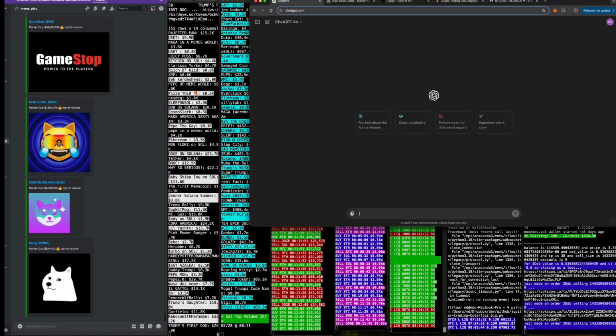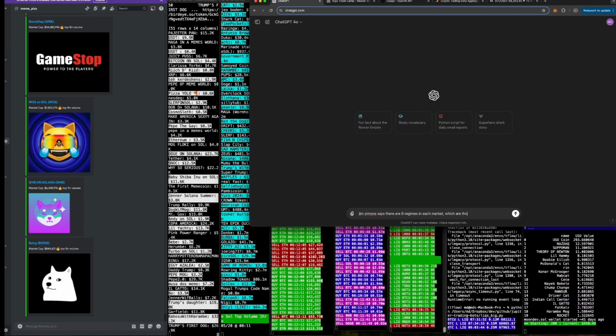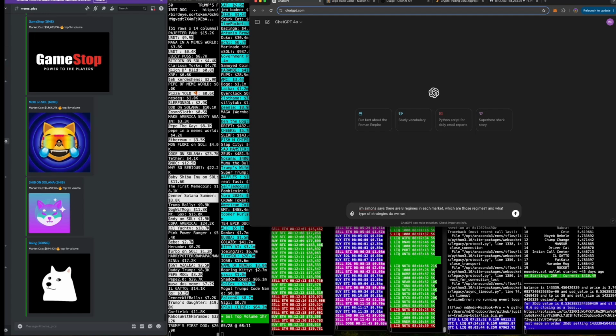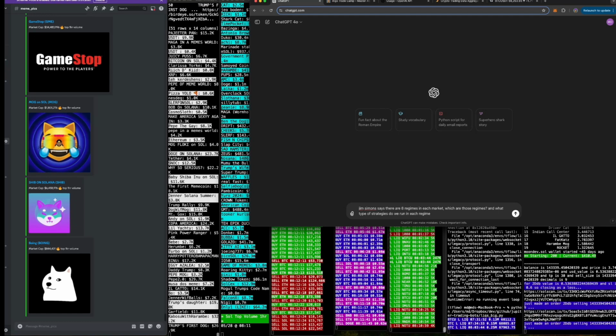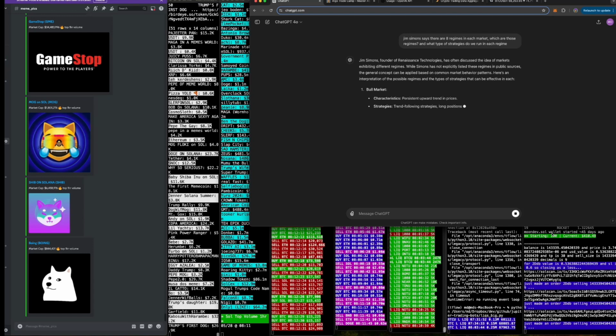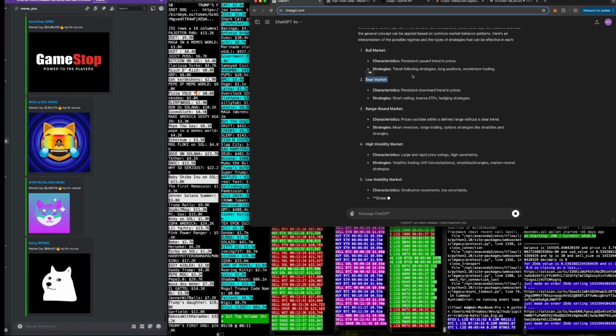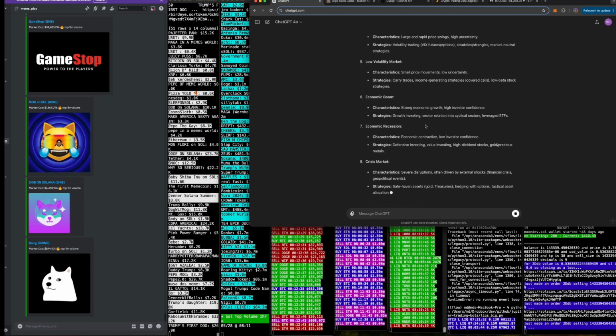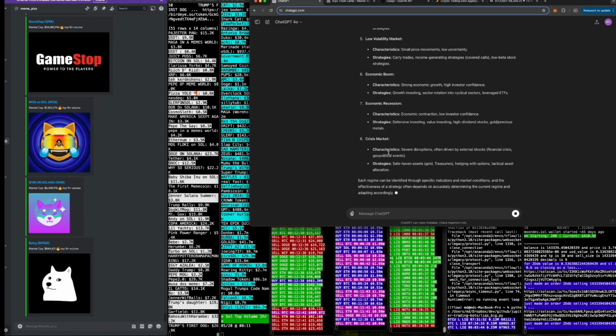Jim Simons says there are 8 regimes in each market. Which are those regimes and what type of strategies do we run in each regime? Okay, so today we're going to be building breakout bots, and those would be typically good for trending bull market regimes, in my opinion. You can see trend following strategies for a bull market, bear market, range bound market, high volatility market, low volatility market, economic boom, economic recession, and crisis market.